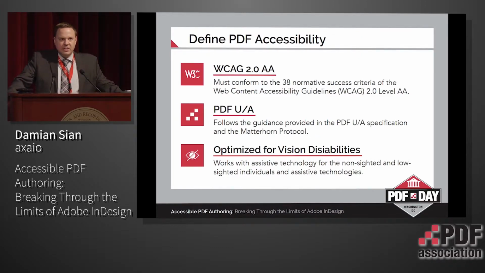So we've heard some different and differing definitions of accessibility today, and I have one more for you. I count a PDF to be accessible when it conforms to the 38 normative success criteria of the WCAG 2.0 AA. I also count a PDF to be accessible when it conforms to the guidance provided in the PDF/UA specification and could pass muster with the Matterhorn Protocol.